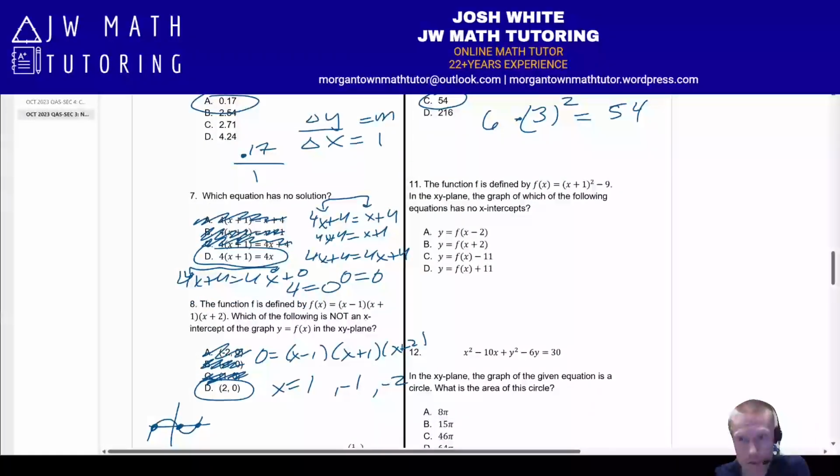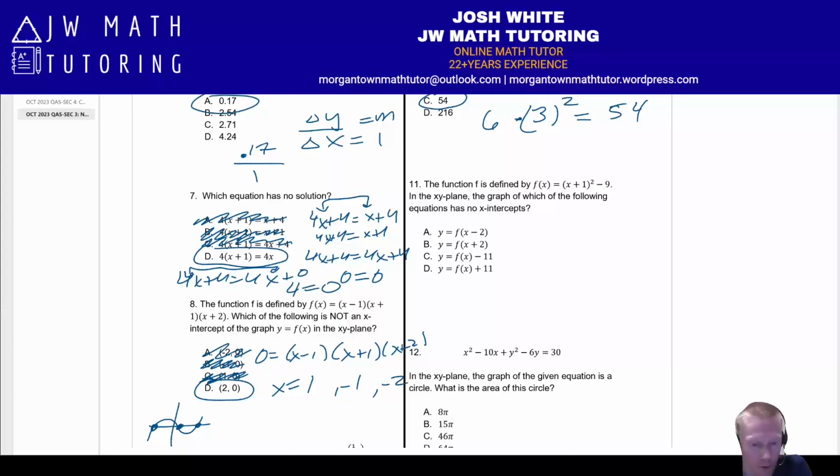All right, next up, number 11, we have a quadratic function. It's actually in vertex form, and it wants to know which of these has no x-intercepts. So here is how I would think about this one. This is a quadratic function, a parabola, and its vertex is at -1, -9, because it's x plus h squared minus 9. Sorry, minus k. So h is -1, k is -9.